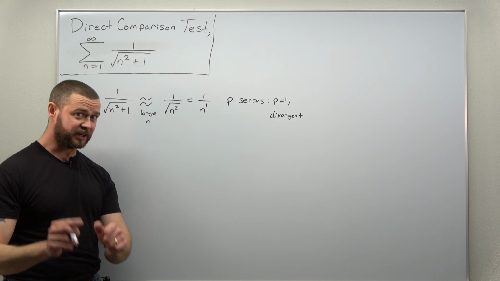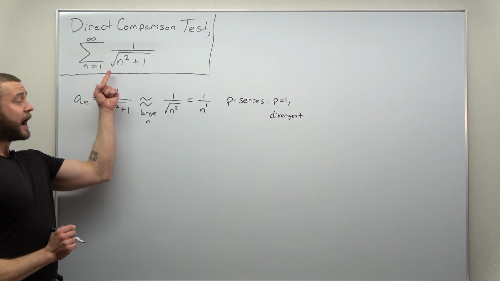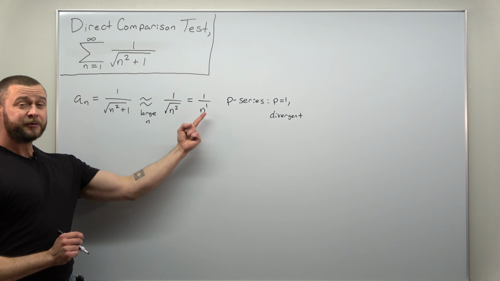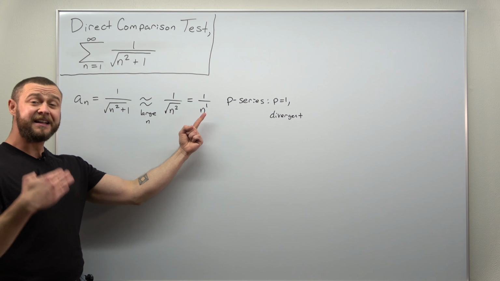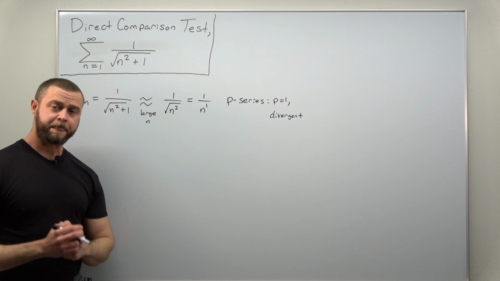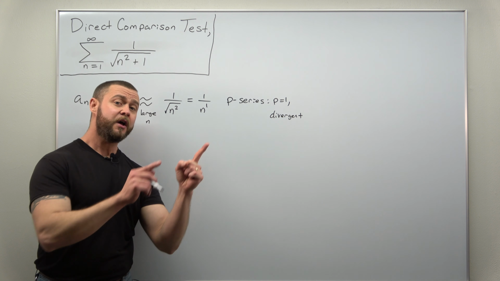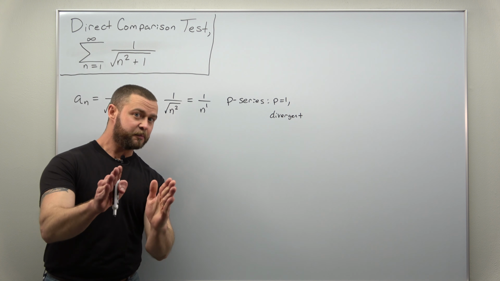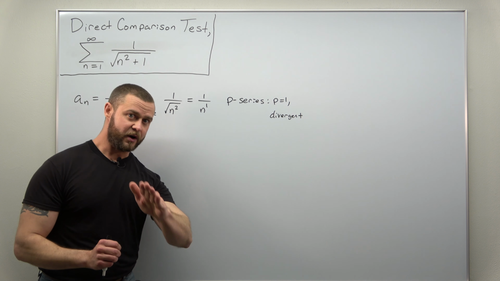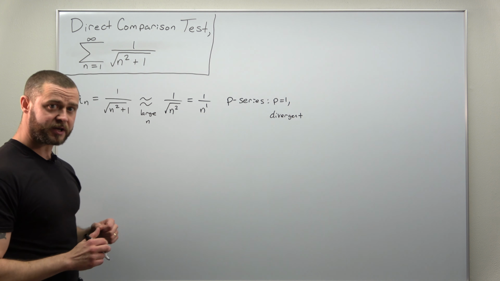Now, how this helps us is we now have the suspicion that our infinite series behaves like a divergent infinite series for large values of n. Since we suspect our infinite series is divergent, we want to look for a smaller infinite series that we know for sure is divergent. And that's where this one gets a little bit tricky.